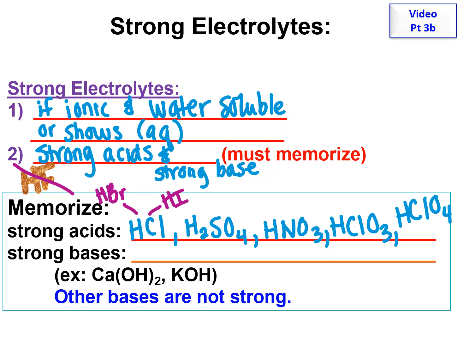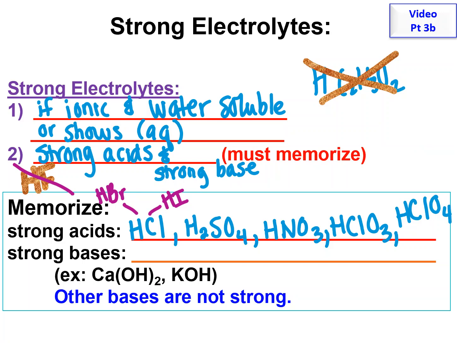So if you see a different acid, for example, this is acetic acid. I don't have to know whether it's strong or not, or I mean, I know that it's not strong because it's not one of these 7. So it is not strong.